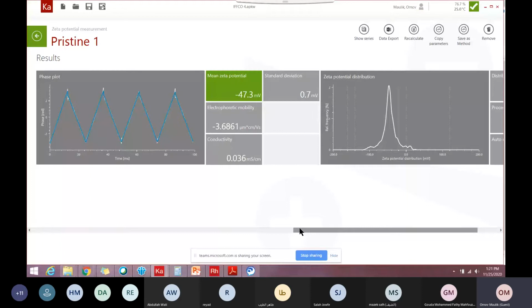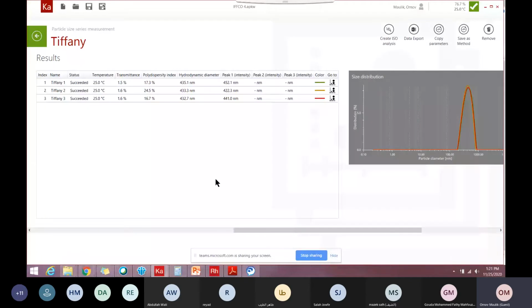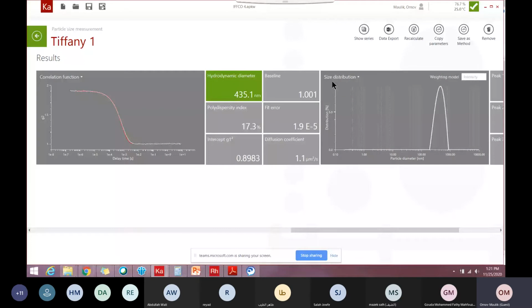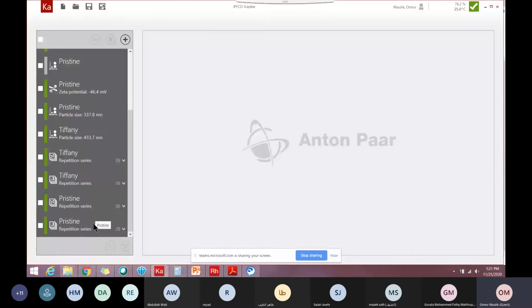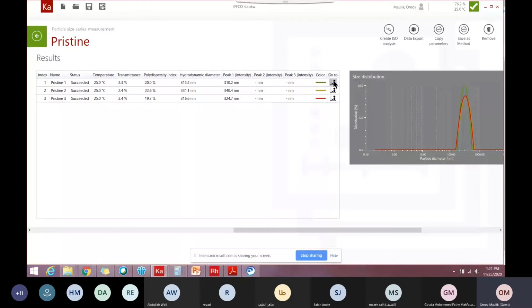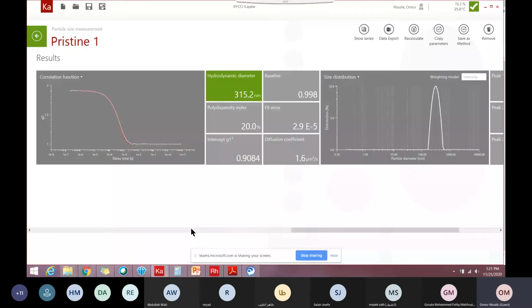Also, we have measured some particle size. For normal cooking cream, the particle size we usually have is around 435 nanometers, and for the other brand it is around 315 nanometers. So this will correlate, as far as the particle size, and also gives you some information about the stability of that particular emulsion.